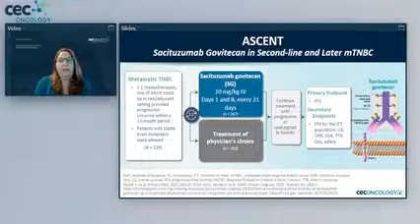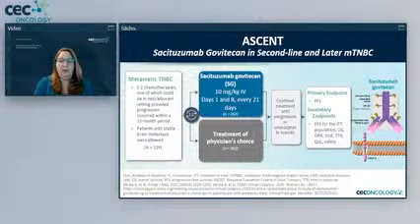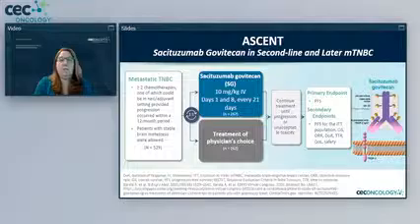So the patients that were in this study had received 2 or more chemotherapies, one of which could have been used in a neoadjuvant setting, providing progression occurred within the 12-month period. Patients with brain metastasis were also allowed in the study, but they had to be stable. The patients were randomized 1-to-1. They either received SG or treatment of the physician choice, and they continued on treatment until progression or unacceptable toxicity.